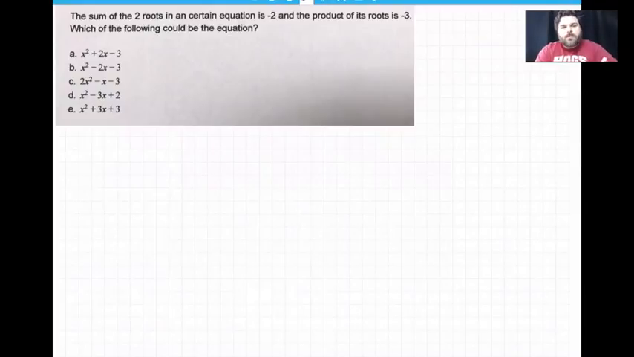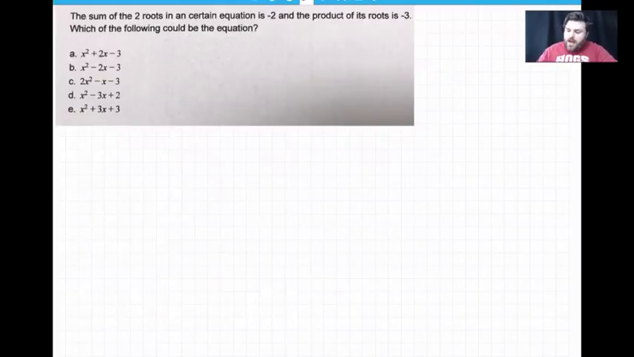First question says the sum of two roots in a certain equation is -2, and the product of its roots is -3. Which of the following could be the equation? All right, so a couple choices here. We could actually factor each of these equations, right?